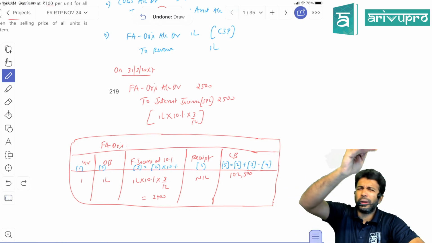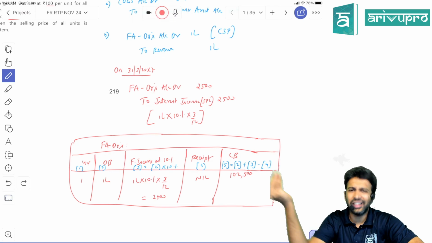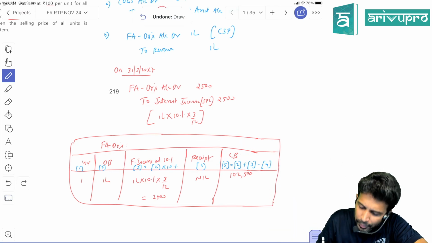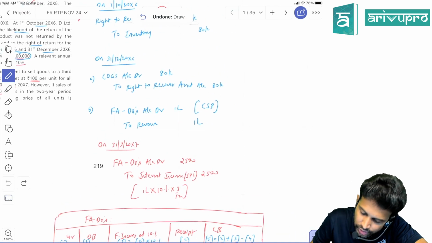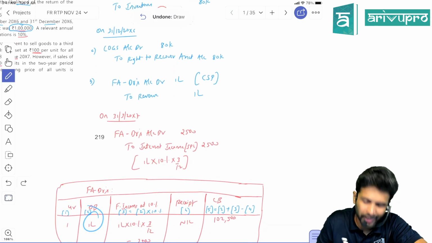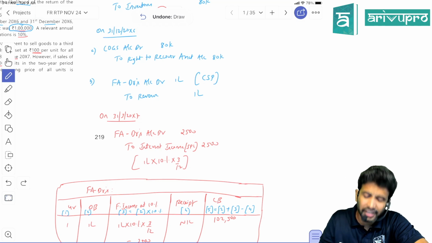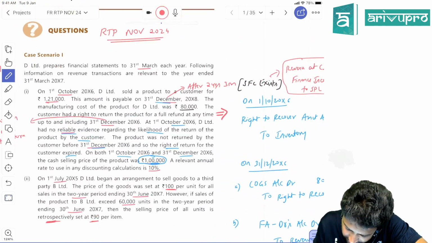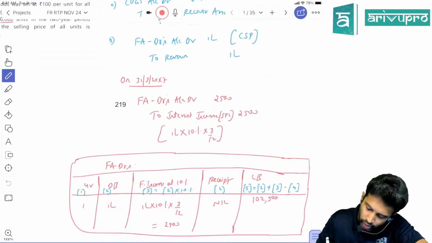So that will be what? Opening balance, interest income, then receipts, then your closing balance. What is the opening balance of debtors, sir? You booked the debtors to the extent of here 1 lakh rupees. That becomes your opening balance. And you have to book finance income based on the interest rate. Have they given the interest rate, check somewhere? Yeah, the discount rate is given to be 10%. So book 1 lakh into 10%.